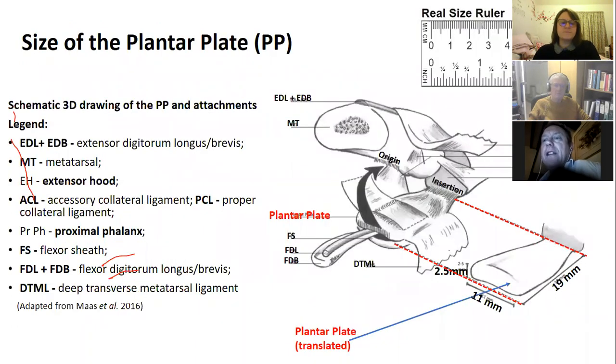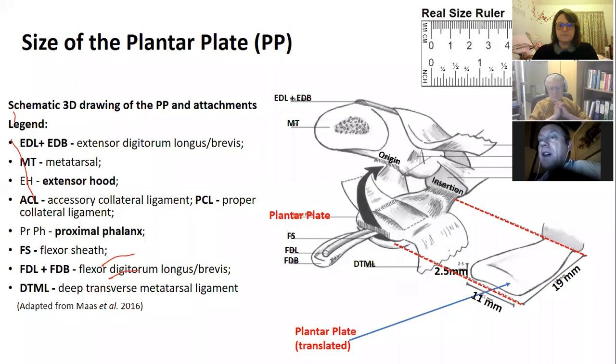Okay, finally then with these diagrams, just to get an idea of the size of this structure. Now the plantar plate itself, if we look at this diagram here, which is from a wonderful paper, this Maas et al. is a really super paper. If you have full text available, just search Maas et al. plantar plate, really nice paper. We get an idea of what this thing looks like.